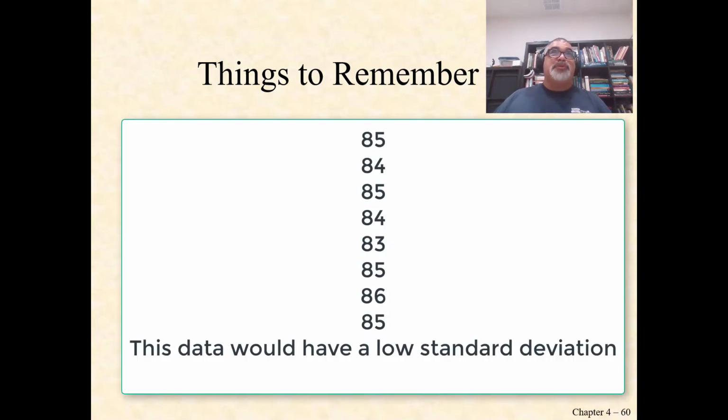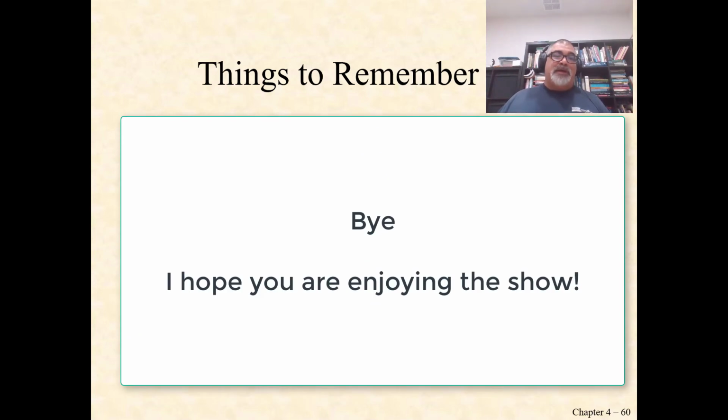If all of your scores were like 85, 84, 85, 84, 83, 85, 86, 85, that's very little variability. Everything's hovering around 85, 83 to 86, and you're going to get a very low standard deviation. So S might be like 0.002. That's very low. We can even get whole numbers with a standard deviation.